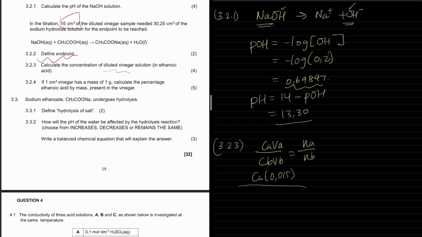Cb, concentration of the base, 0.2. They told us it was 0.2. And the volume of the base was 30.25. So 0.03025. And that's equal to NA over NB, which is 1 over 1. That means Ca is equal to 0.40 moles per dm cubed.